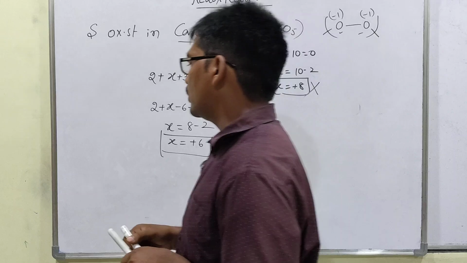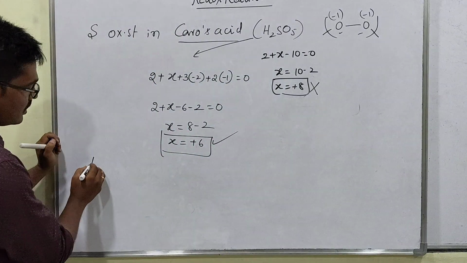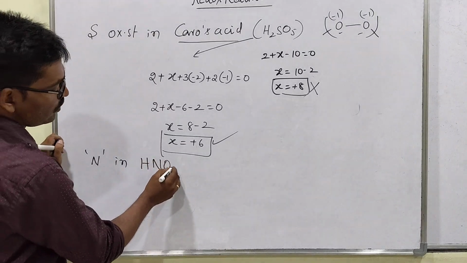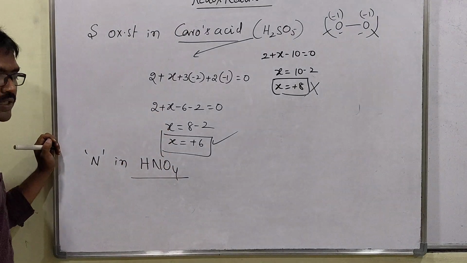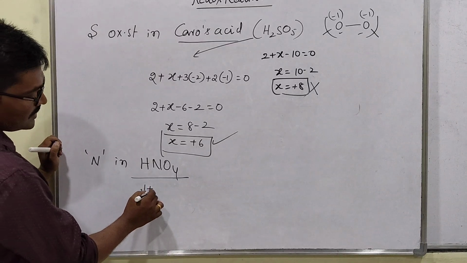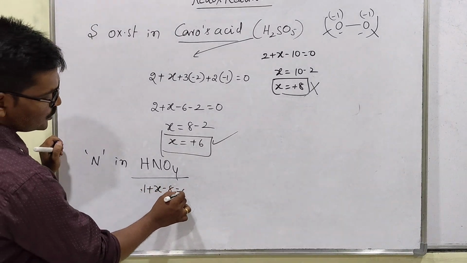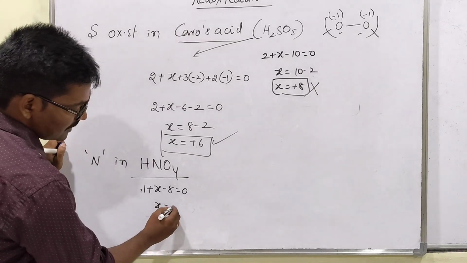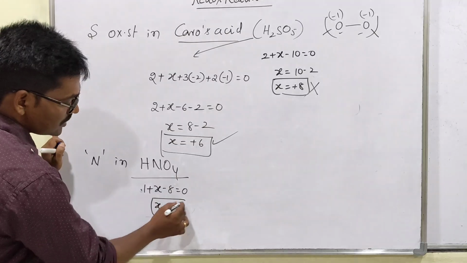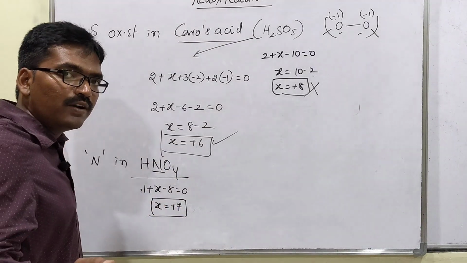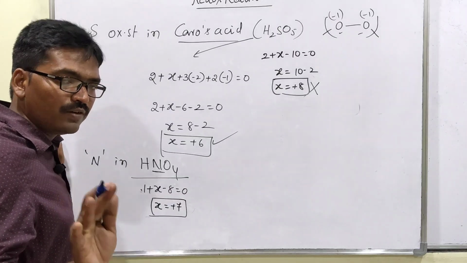For one more example, nitrogen oxidation state in HNO4, like this is given. According to the formula, if you take 1 plus x minus 8 equals 0, then x equals +7. So +7 oxidation state is impossible for nitrogen because the group number for the nitrogen atom is 5 only.